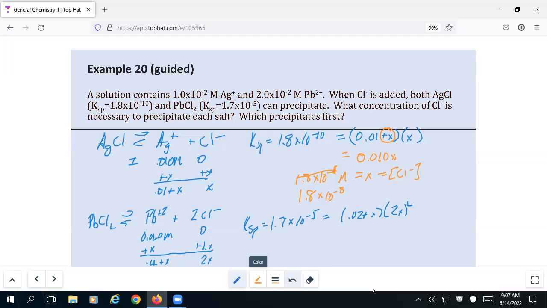We do that because we know the 5% is a really fast trick. But if we recognize that, ooh, we need to go back to this, it's out of our league, we can quickly make that adjustment. So this is 0.02 plus x times 4x squared. So 1.7 times 10 to the negative fifth is equal to 0.08 x squared plus 4x cubed.